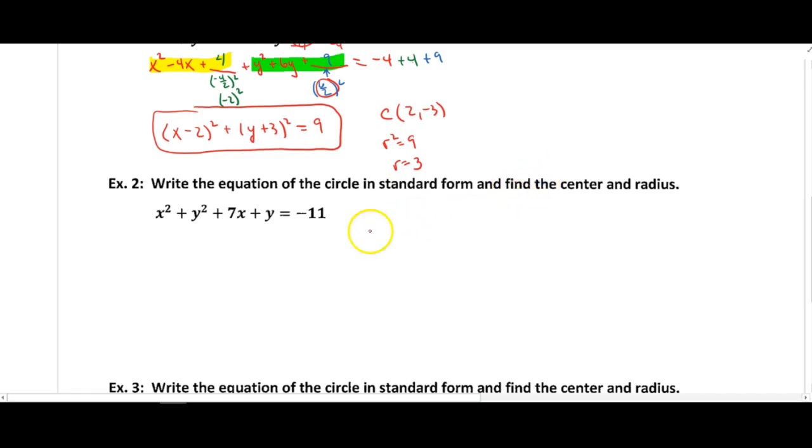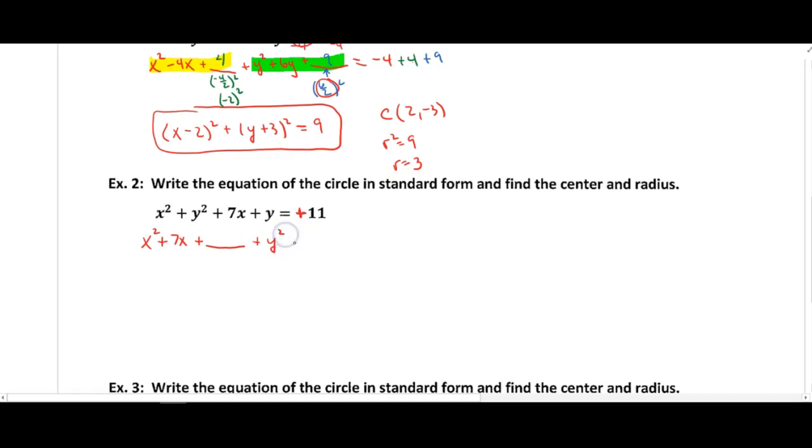All right, for the next example, what I want you to do is change this negative 11 to positive 11 for me. Okay, so now when I go to group terms here, it's a little more difficult because of the algebra, because it has fractions in it. So I'm going to group the x's, so x squared plus 7x, but I know I'm going to have to complete the square, so I'm going to have to add something.